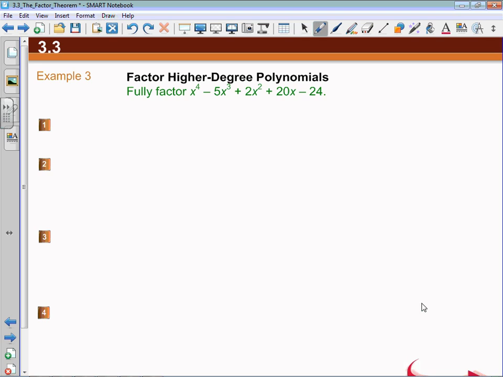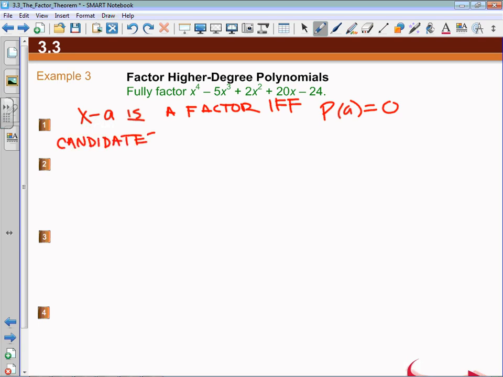I'll write it again, that x minus a is a factor if and only if, I'll use the 2 f's in this case, x minus a is a factor if and only if p of a is equal to 0. But what's a? And so I'm just going to put the candidates for a, which are factors of the constant term, I'll just sneak in term underneath there.